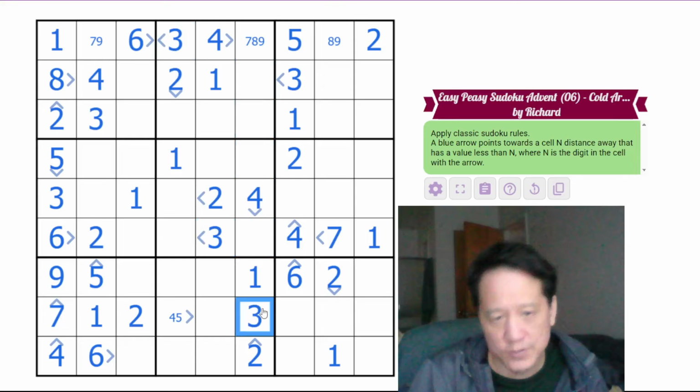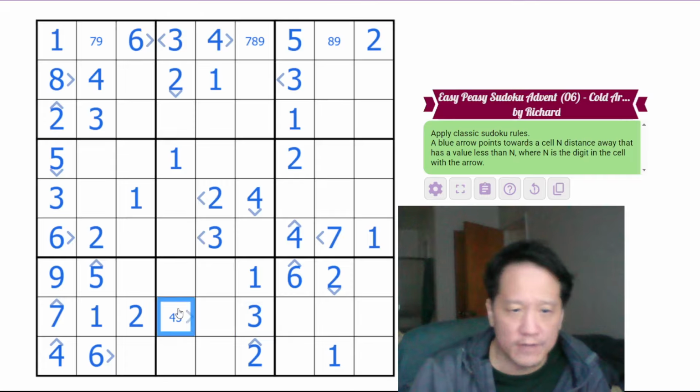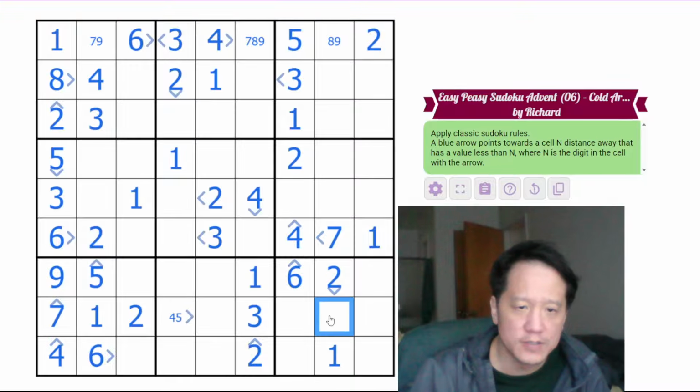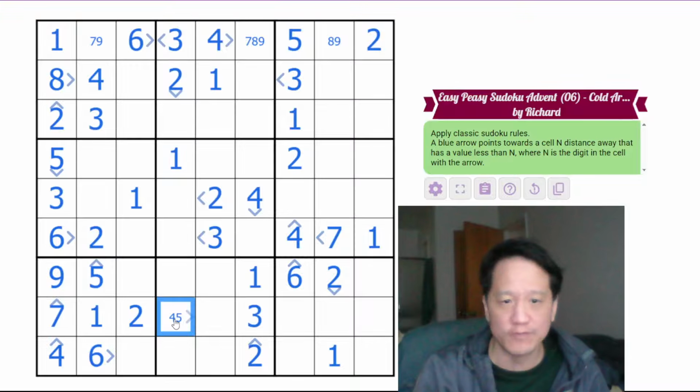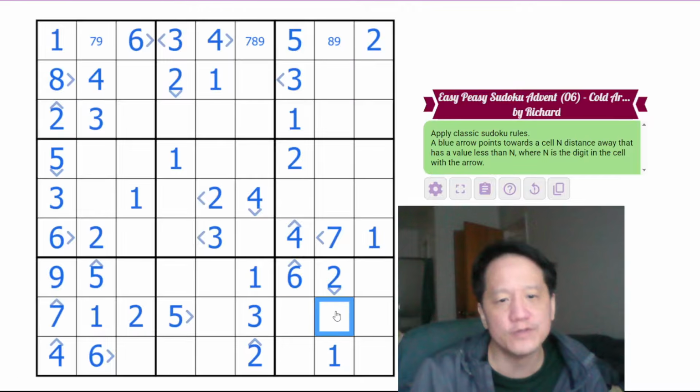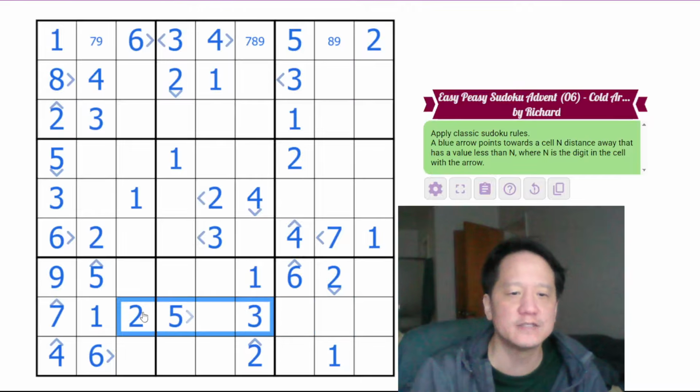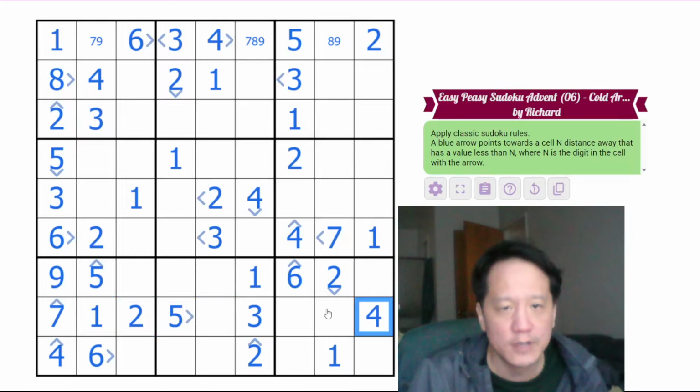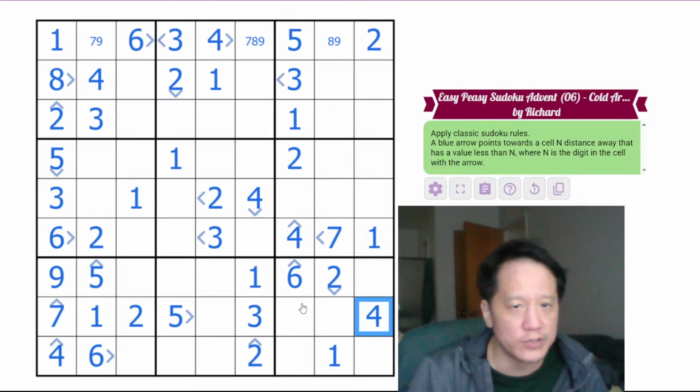So this is 3. Therefore, this can no longer be 4. Because if this were 4, this digit cannot be 1, 2, or 3, which would be the only digit smaller than 4. So this must be 5 away. 1, 2, 3, 4, 5 has to be less than 5, and 1, 2, and 3 are taken, so this must be 4 here. So we are now just doing normal Sudoku.